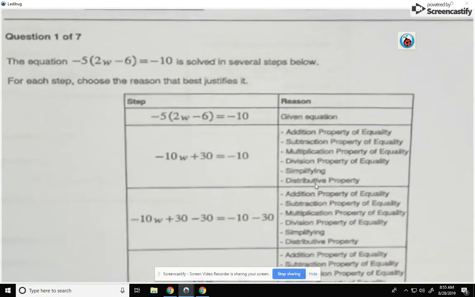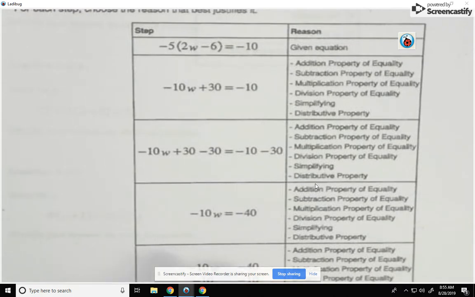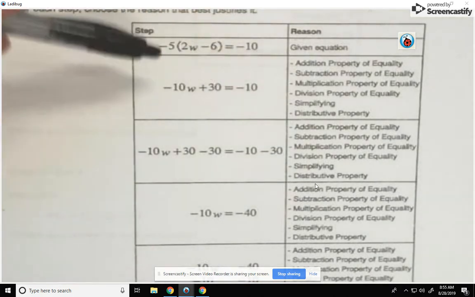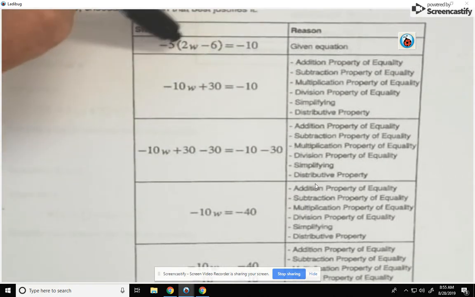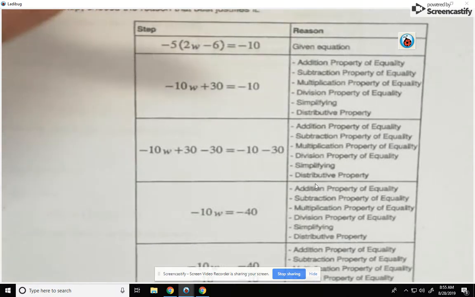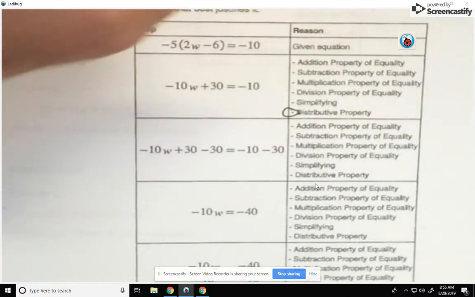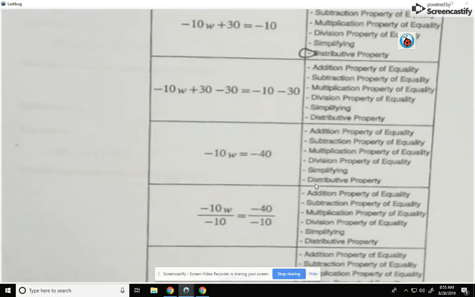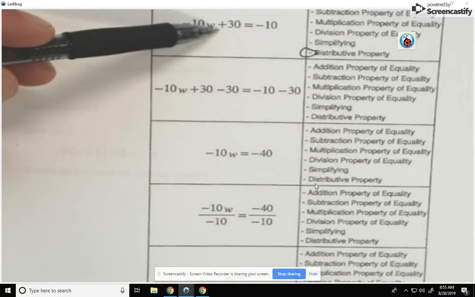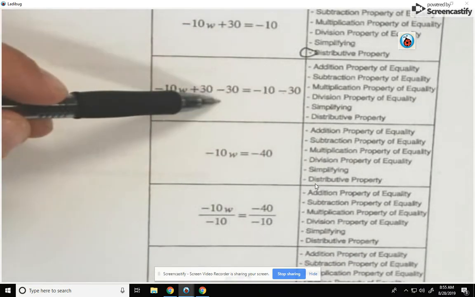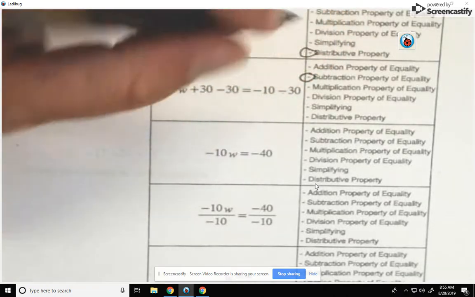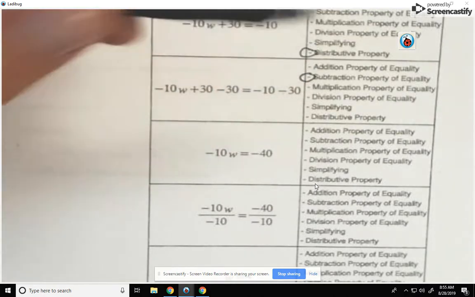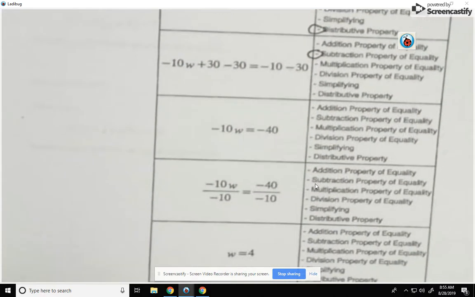Question 1, they give you an equation and they go through solving it and they ask you what properties they are using. If we look at step 1 to step 2, all they did is take this 5 and multiply the 2 and the 6 by it. So that is our distributive property. At the next step, since there was a plus 30, they subtracted 30 from both sides. This is the subtraction property of equality. The addition property would be basically the opposite.